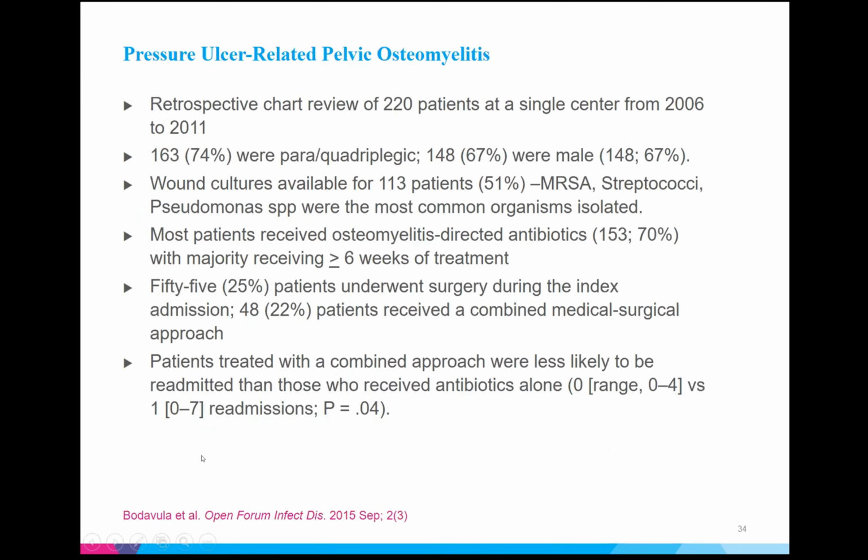And this is to illustrate that point, right? There aren't that many studies on prognosis when it comes to pressure-related osteomyelitis, but this was a chart review of 220 patients, actually by one of my former colleagues. This was at Washington University, where they looked at 220 patients who were admitted to Barnes-Jewish Hospital from 2006 to 2011. And the vast majority were either paraplegic or quadriplegic. They had wound cultures available in 51% of the patients, right?